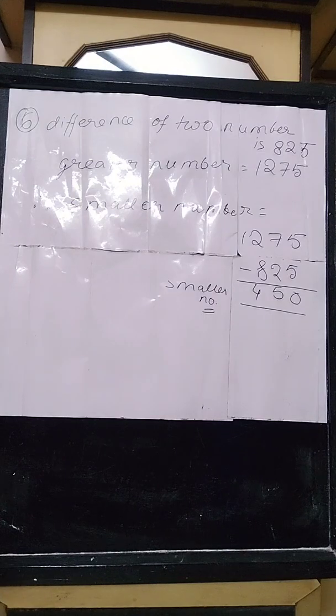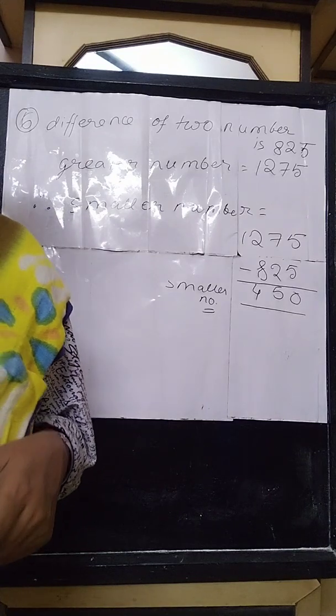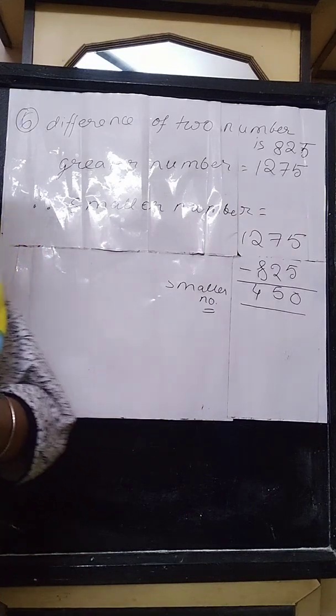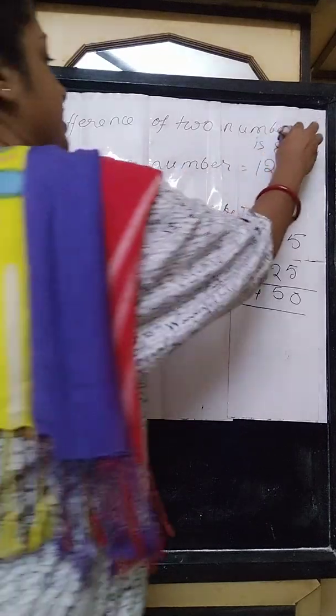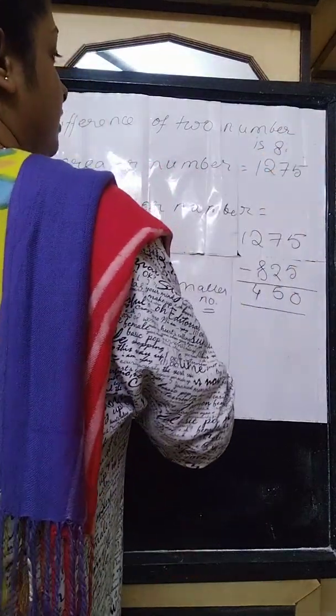Let's move on very quickly to sum number 7. Here it is given that the difference of two numbers is 896. Sum number 7, please go through it carefully. The difference of two numbers is 896.